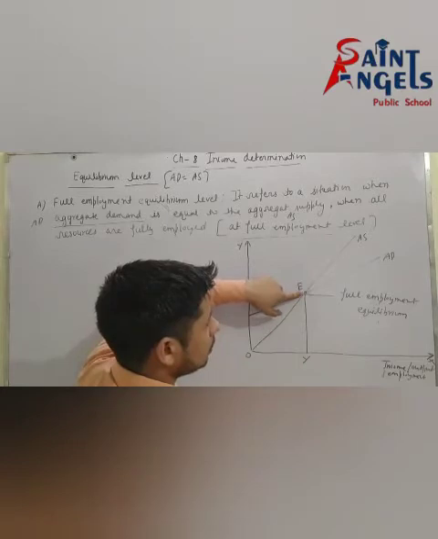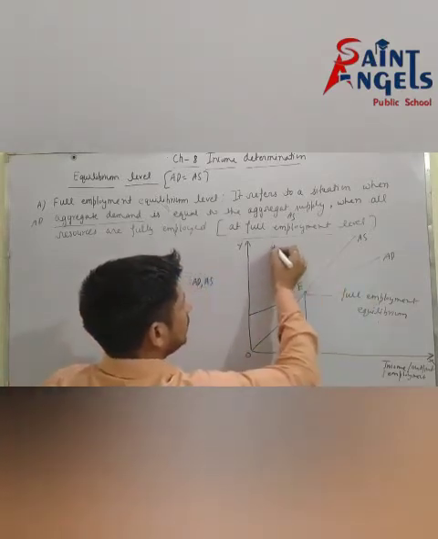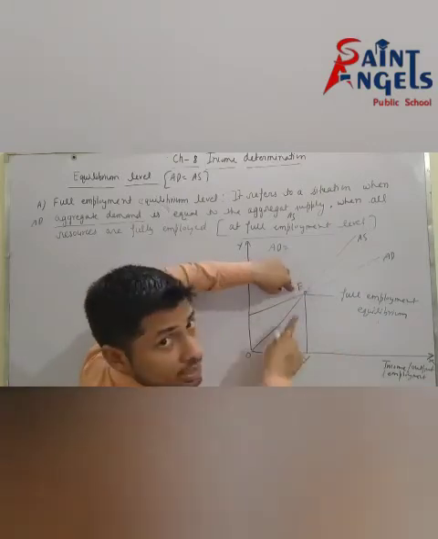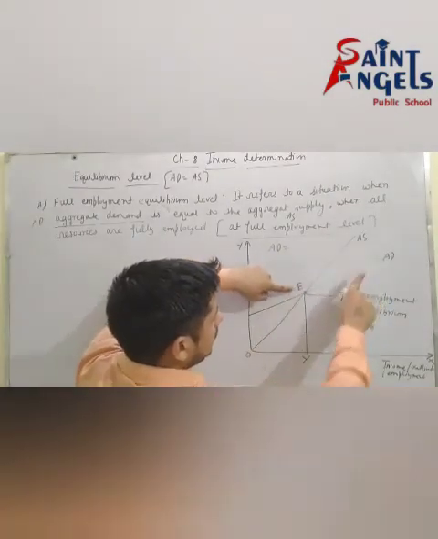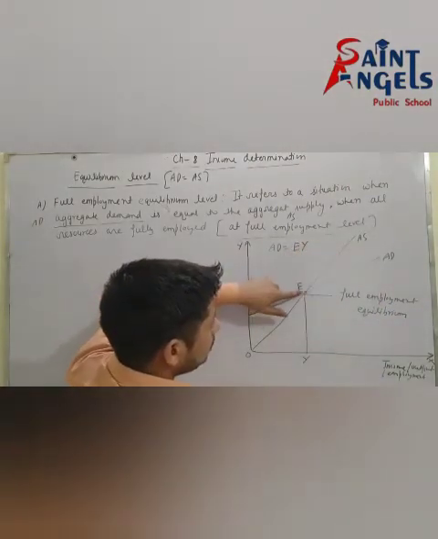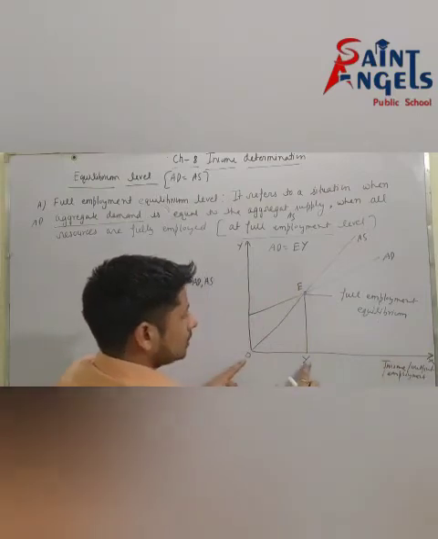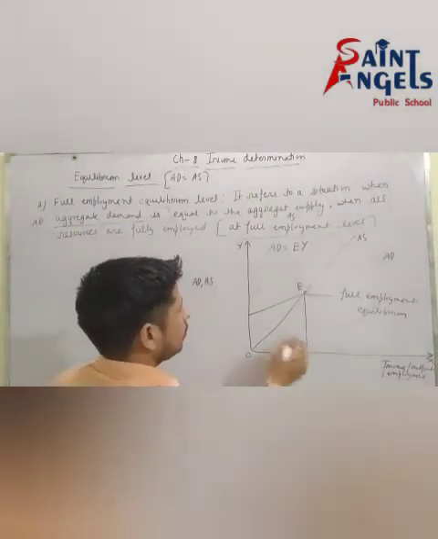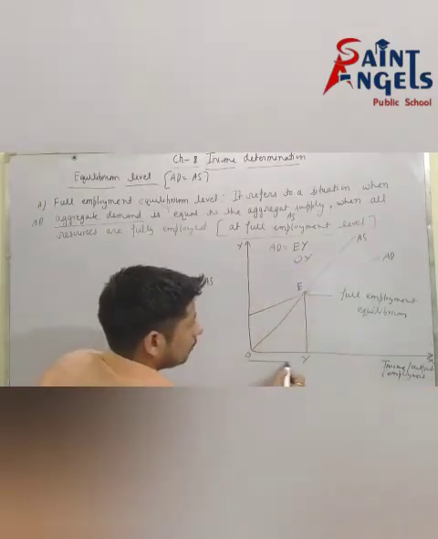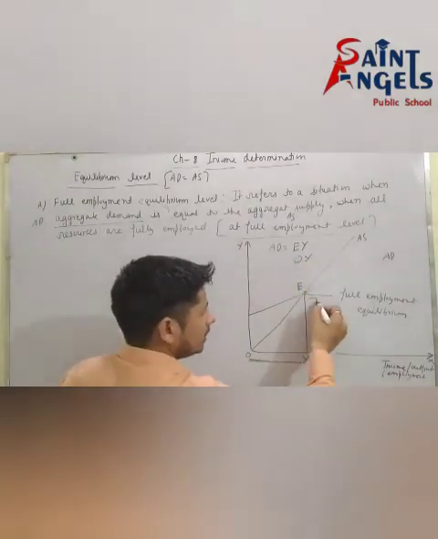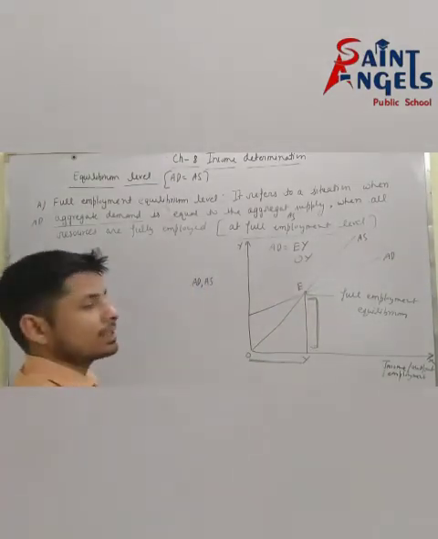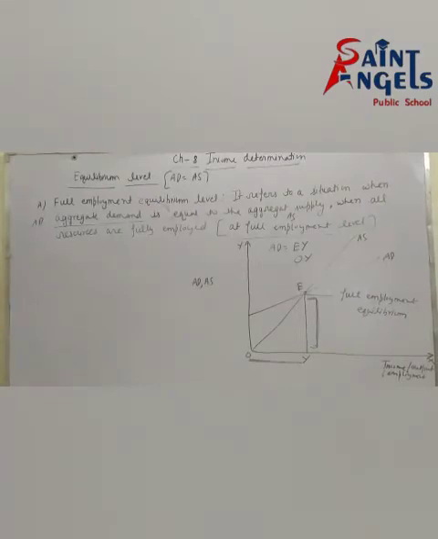corresponding to point E, aggregate demand is EY, and corresponding to point E, the equilibrium level of output is OY. OY and EY both are the same, which means both are equal.